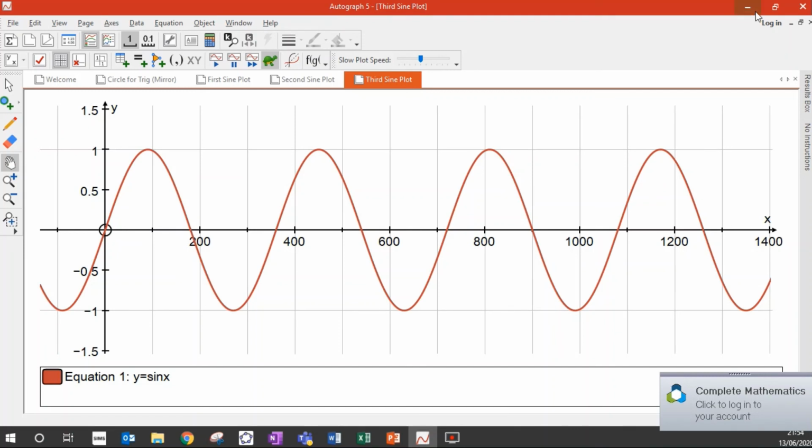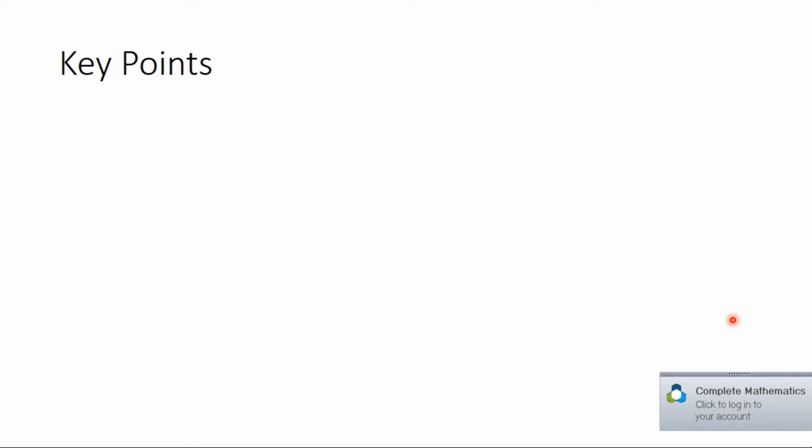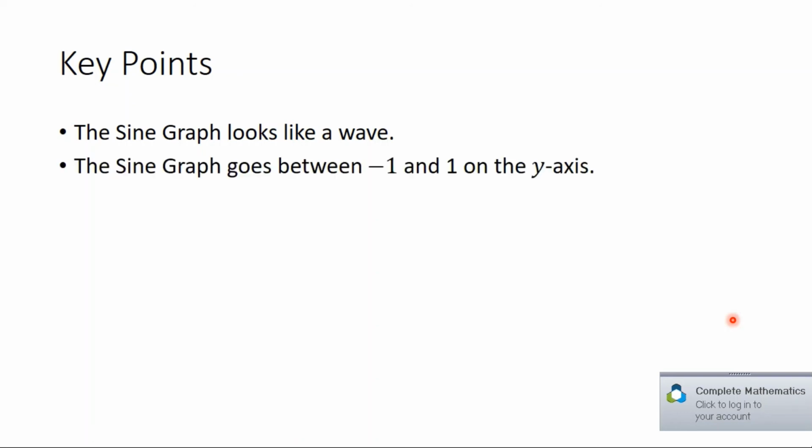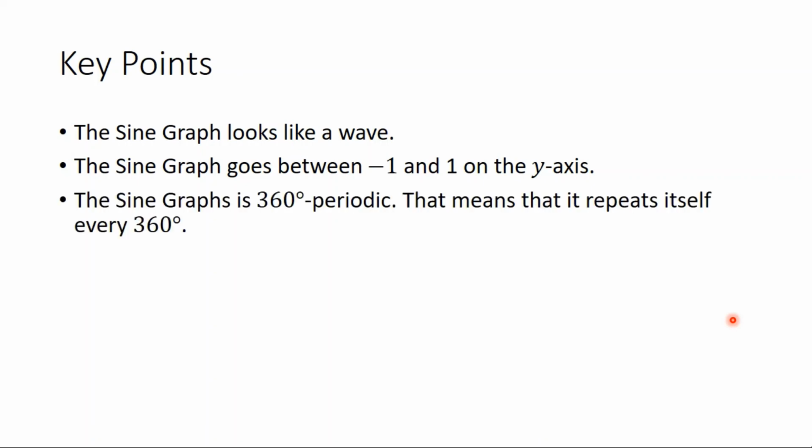Okay, key points from this video. The sine graph looks like a wave. You need to recognize it, you need to be able to draw it. The sine graph goes between -1 and 1 on the y-axis. It can go between any values on the x-axis, but on the y-axis it is strictly between or equal to -1 and 1. And the sine graph is 360 degrees periodic. So it repeats itself every 360 degrees.